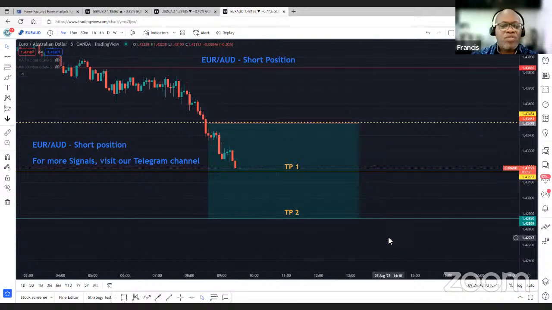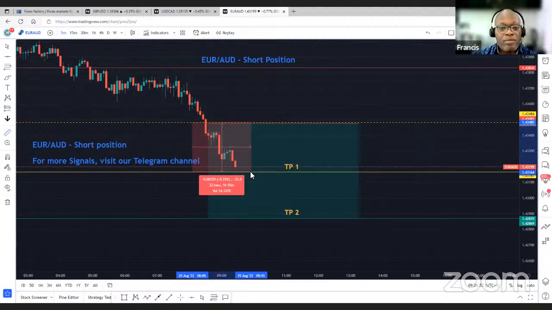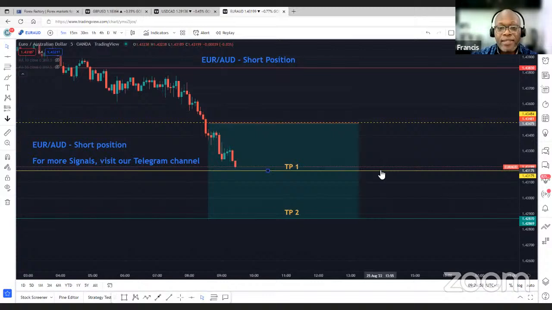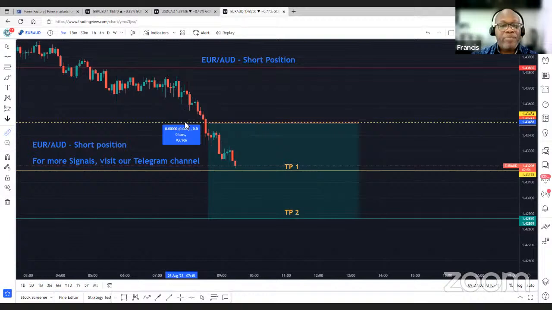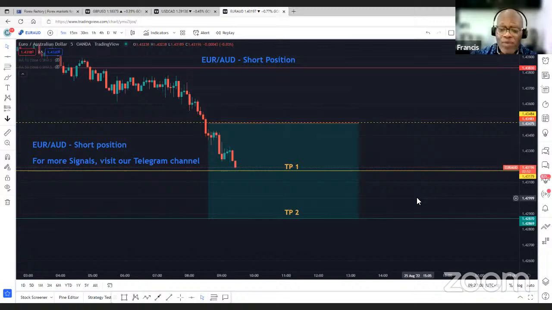We're almost at TP1. See, we're almost at TP1. We entered here. TP1 is about 32 pips, so let's move it up slightly. TP1 is about 30 pips. So you can see we're almost at TP1, right before your eyes, guys. We entered this trade right before your eyes. So you know that, yes, I do trade as well.